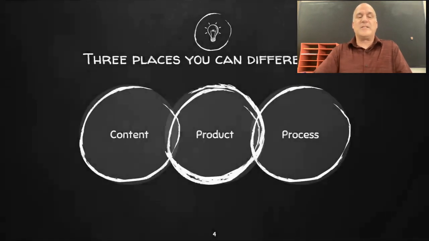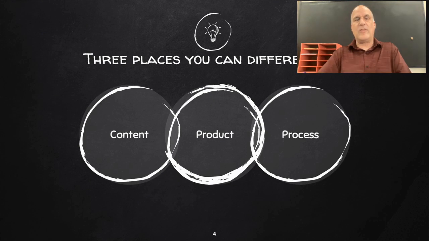So there are 3 places typically that you can differentiate. One is you can differentiate in the content, you can differentiate in the product, you can differentiate in the process. I'm going to talk about each of these individually and give you some examples at an elementary level, middle school level, and a high school level so you can see what these look like. But let me give you a basic definition for each of them.